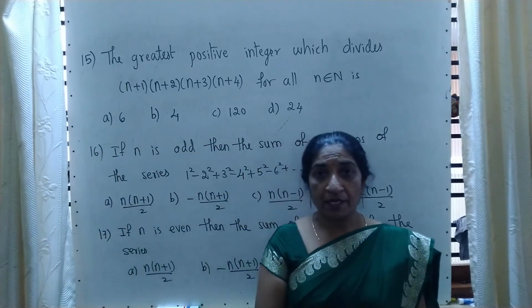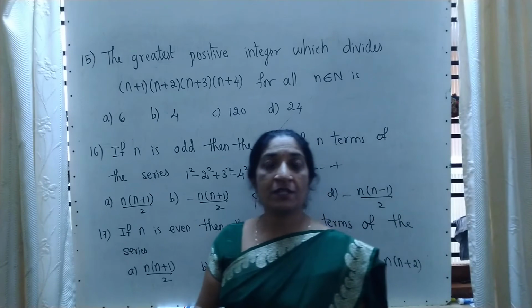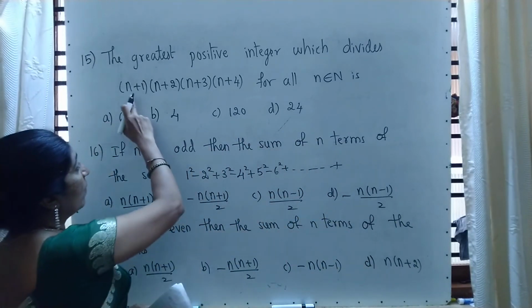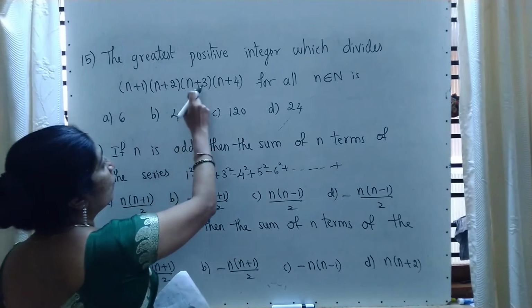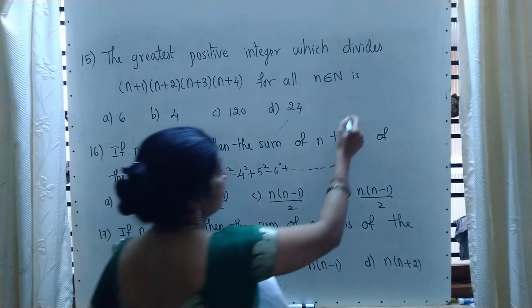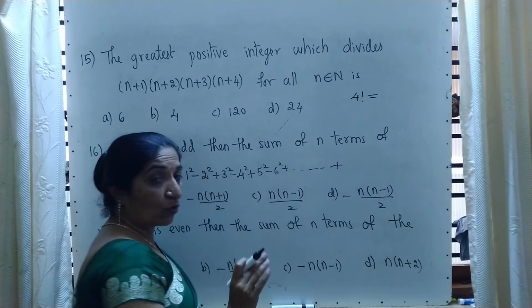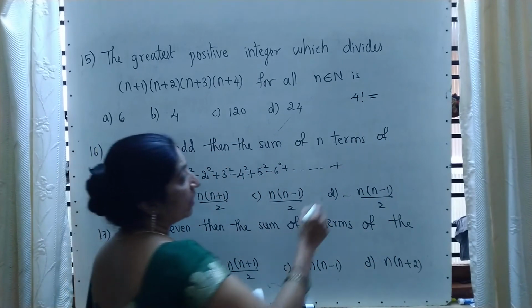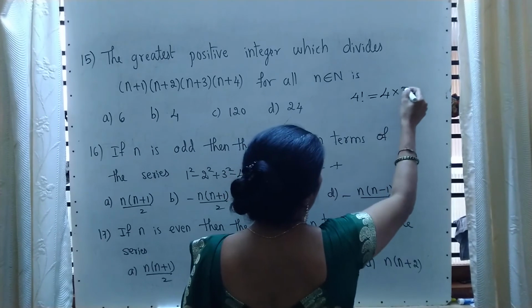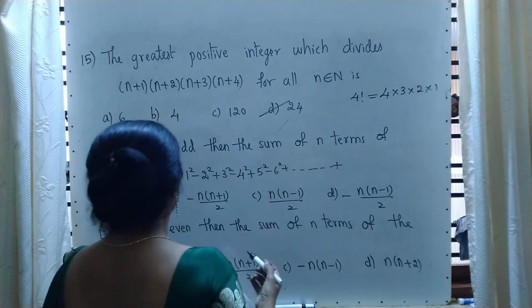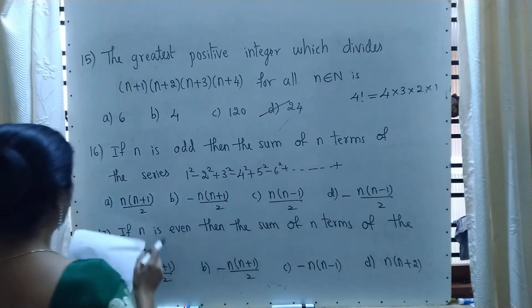Consecutive means neighboring. R consecutive integers are divisible by r factorial. So in place of r we have 4. The product of 4 consecutive integers is divisible by 4 factorial. And you are familiar with factorial notation. 4 factorial, when you split it, is 4 into 3 into 2 into 1, and when you multiply, the answer is 24. Next, moving to the next question.